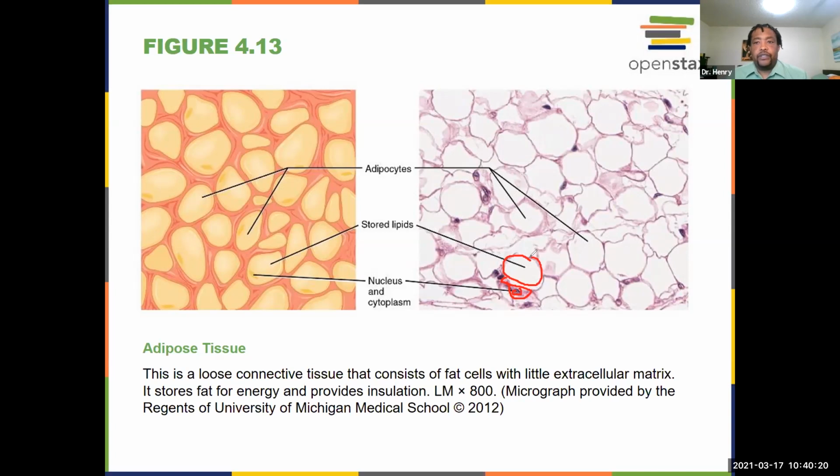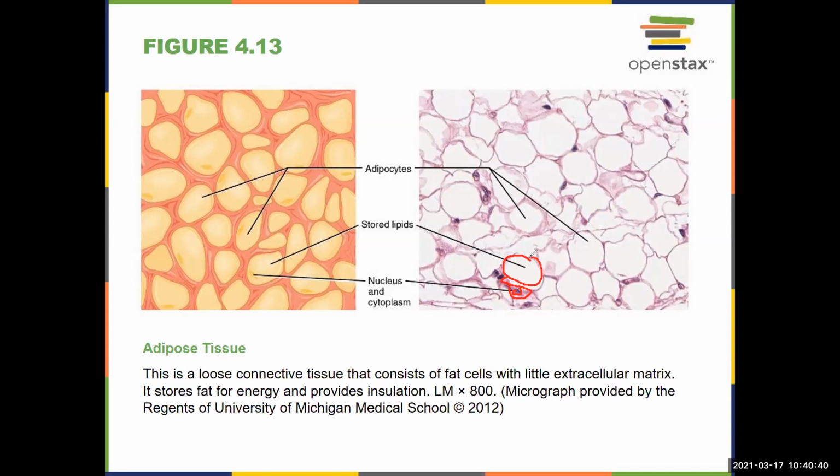These cells get pretty big, but all they do is store fat. Like all my pudge on my tummy. I have a lot of adipocytes with a lot of fat storage in them, and they can get pretty big in terms of fat storage as well. Does that make sense?